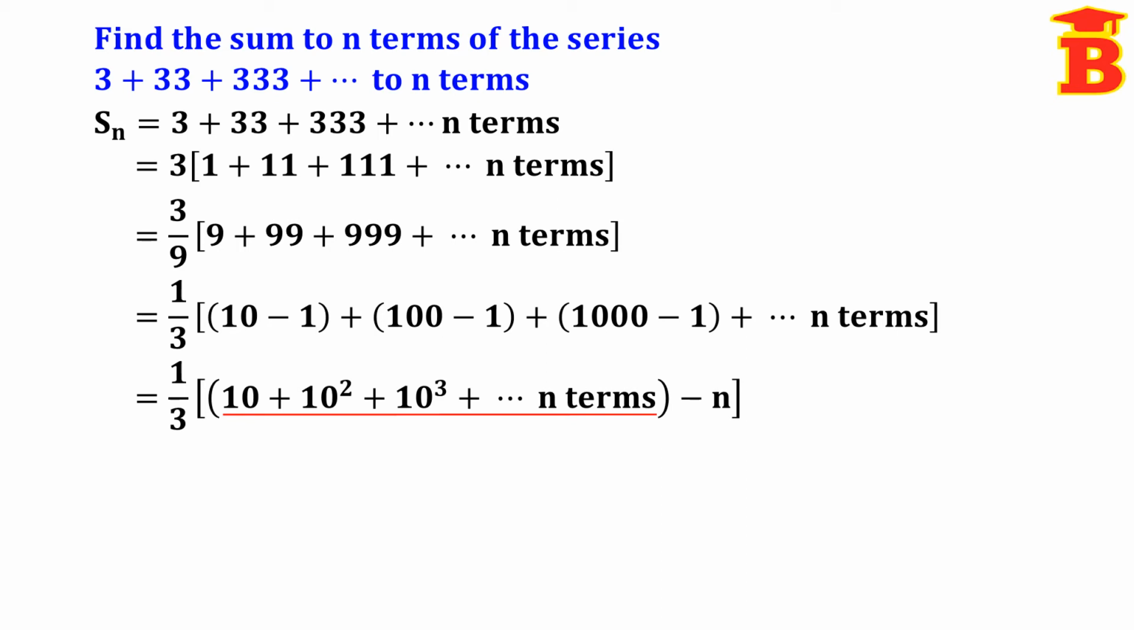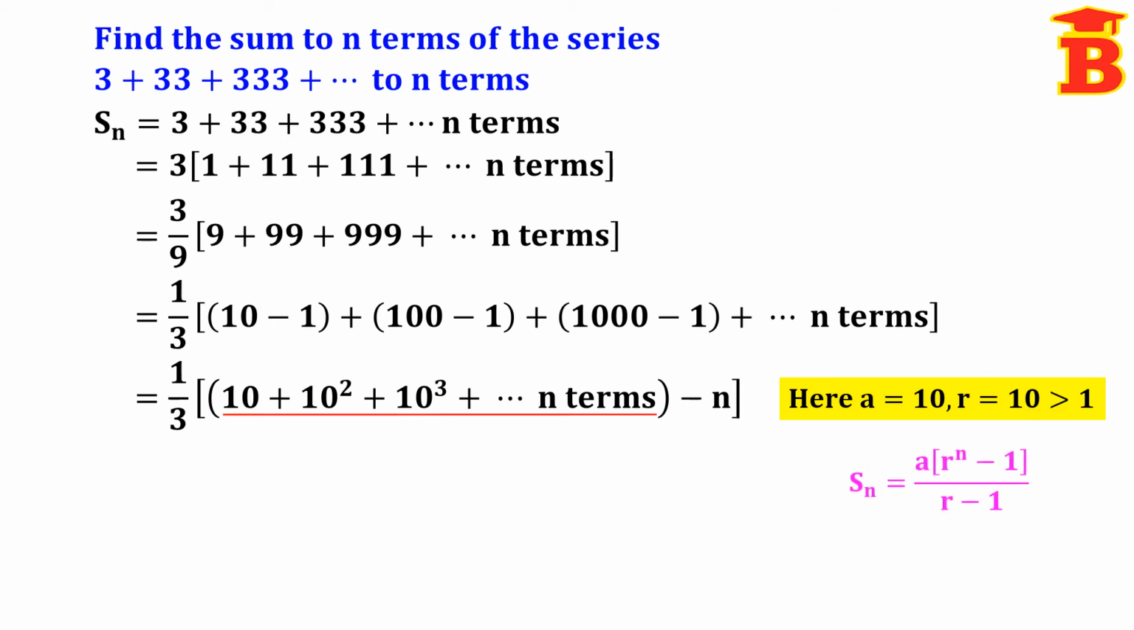Now for this bracket we can use the GP formula. Here A is 10 and the ratio R is 10, which is greater than 1. Therefore we use the formula Sn equal to A into R power n minus 1 divided by R minus 1. So now see the next step. This is equal to outside number 1 by 3 into, only for this bracket we use this formula A into R power n minus 1 divided by R minus 1.